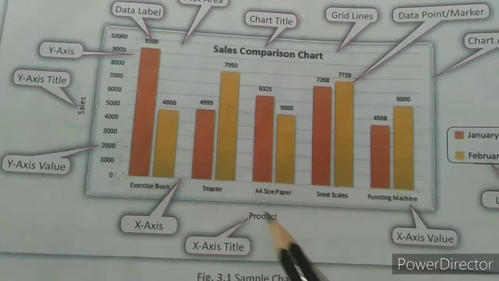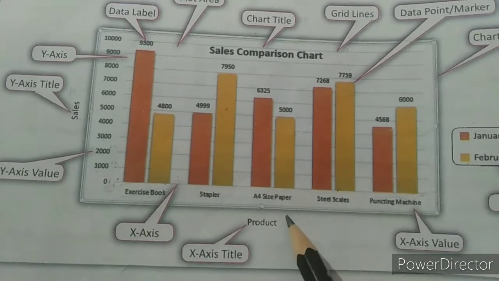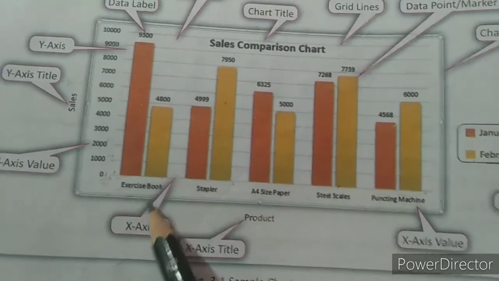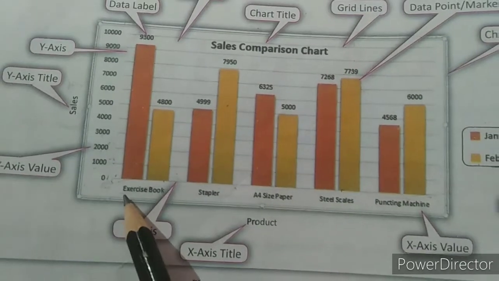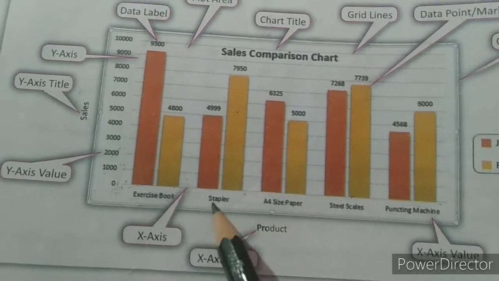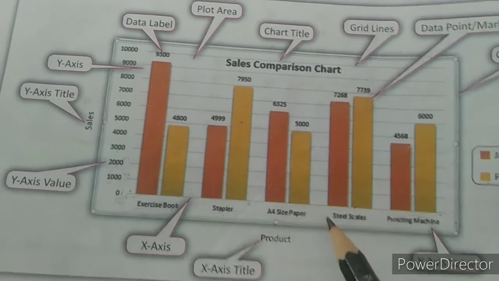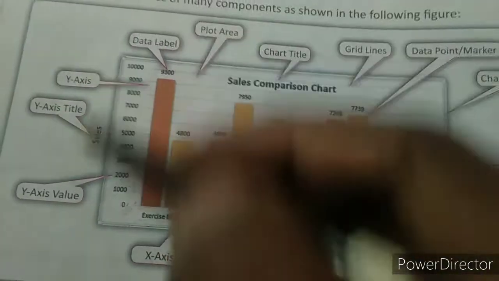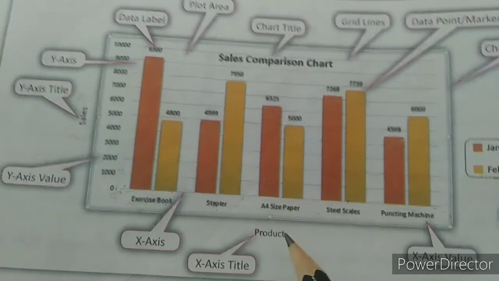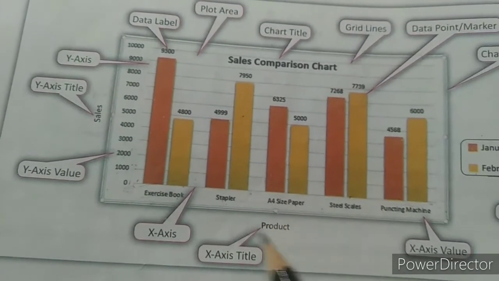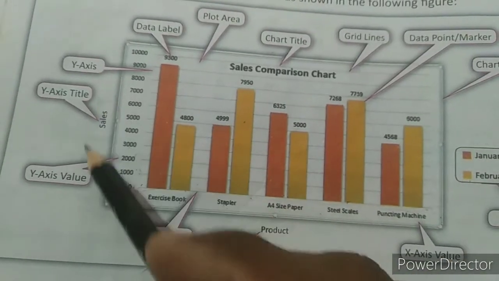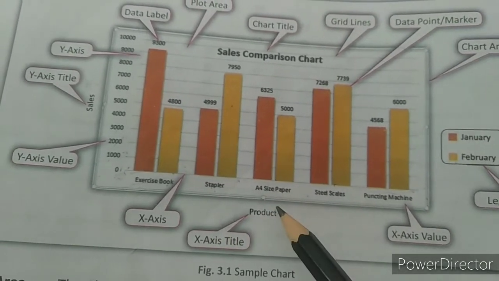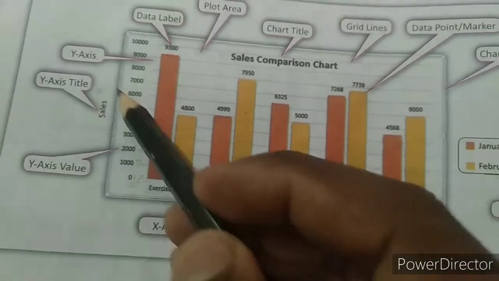Now here you can say these are the products, like exercise book, stapler. So here products has been written. On the y-axis, sales; on the x-axis, products. These are the titles. So this will be the title of the x-axis, and on the y-axis, sales. On the x-axis product has been shown, on the y-axis sales has been shown, right?